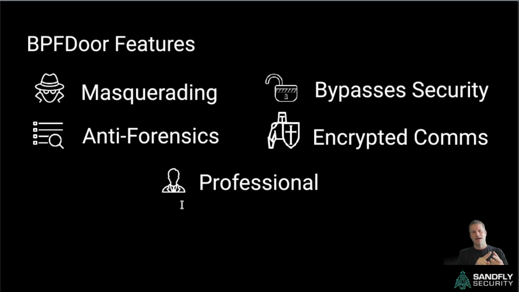First of all, it used masquerading of the process name. It deployed anti-forensics in a very intelligent and useful way. It had a very clever security bypass that was built into it that actually leveraged firewall rules against the firewall itself in order to work. And it uses encrypted communications to protect itself, along with a covert channel communication to activate.